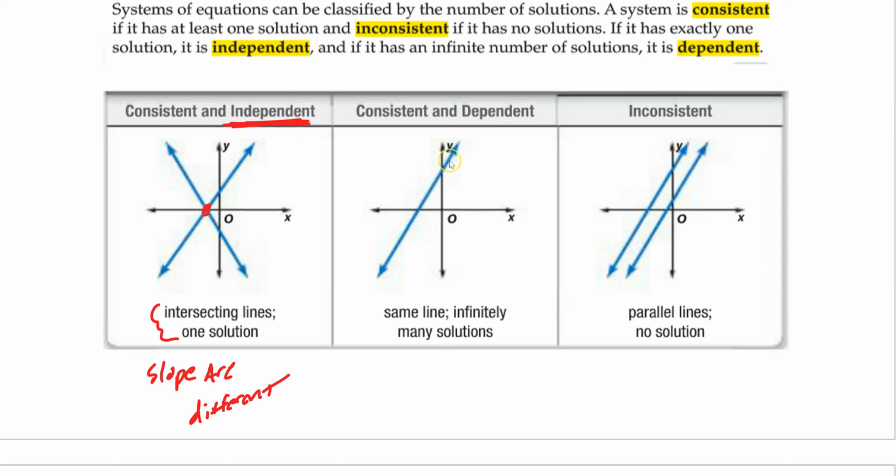Now sometimes you draw and they're the same line. So no matter what you do, you're going to get an answer. That's infinitely many solutions. We call that a dependent system. No matter what, they're the same thing. So this is the exact same line.